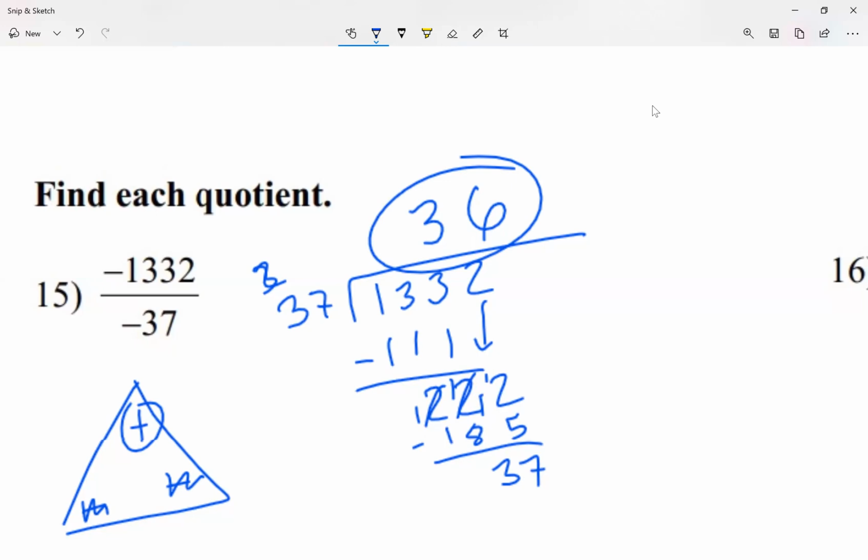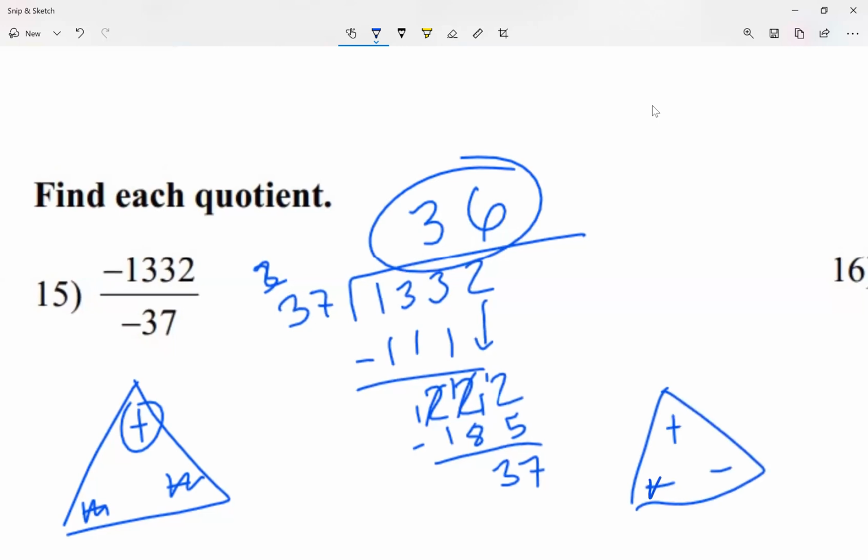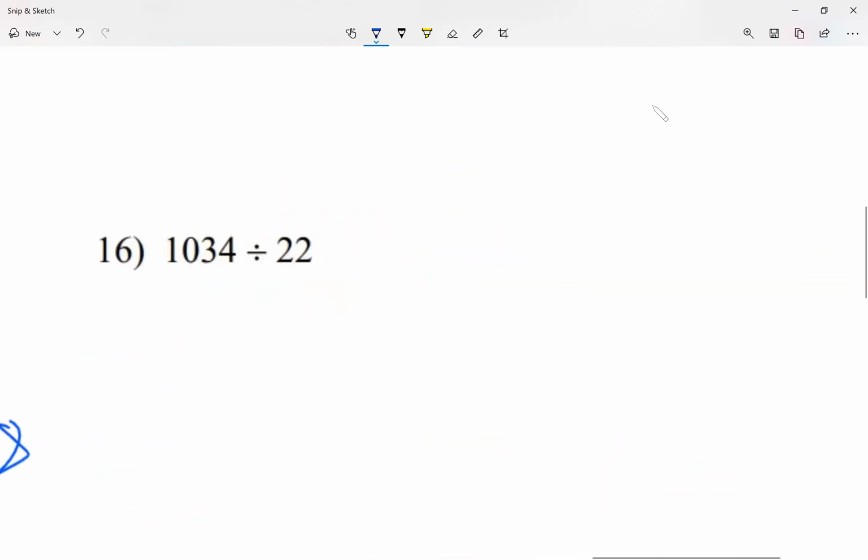Might be like, what if I had a negative with a positive? All right, let me draw this. Cancel a negative, cancel a positive. My answer will end up being negative. Okay, so hopefully that triangle does help you guys a little. Let's take a look at here, number 16.